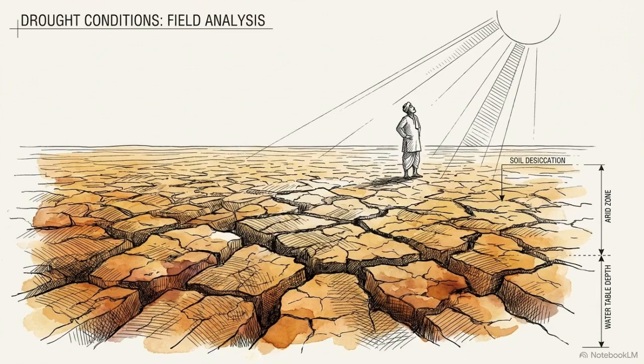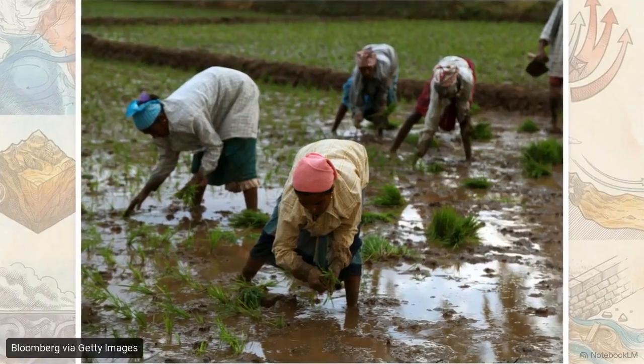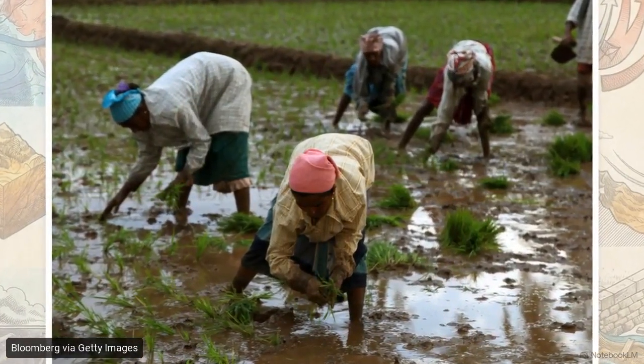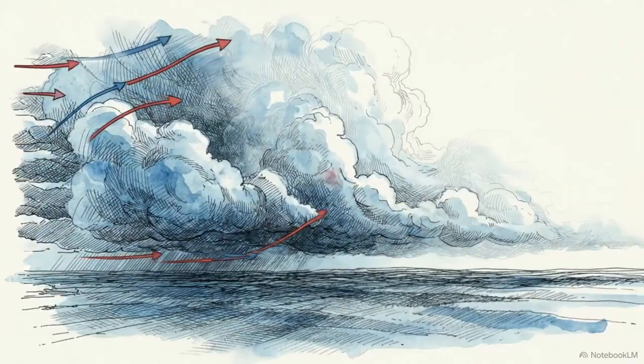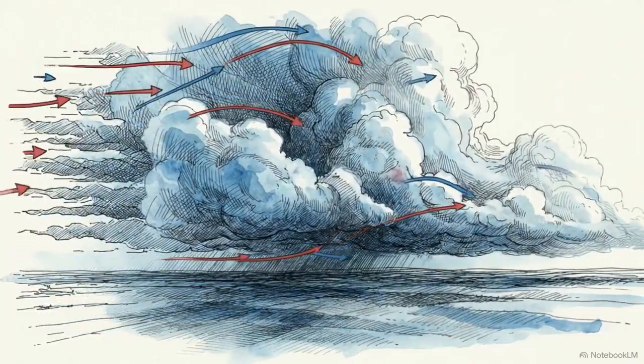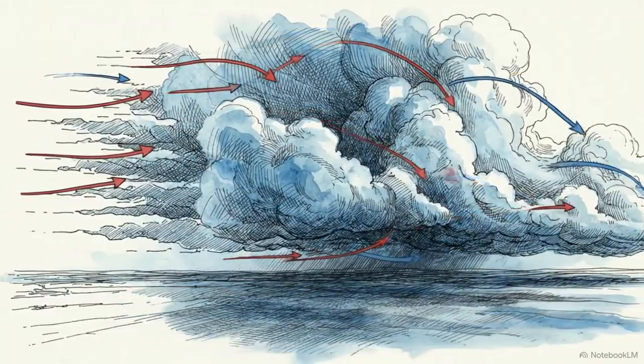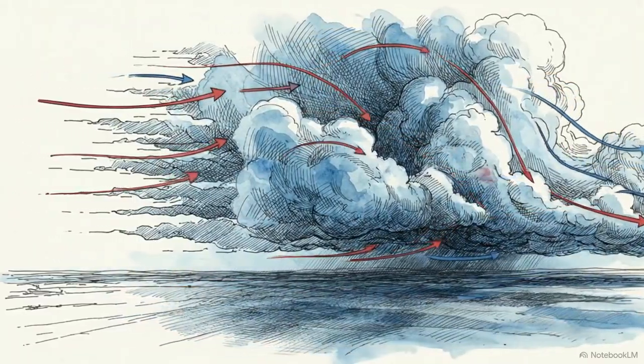Every summer, the livelihood of over 500 million people hangs on a single meteorological event. 60% of India's agricultural land relies entirely on the arrival of the southwest monsoon. Fluctuations in heat and atmospheric pressure drive the transport of billions of tons of water across the subcontinent.